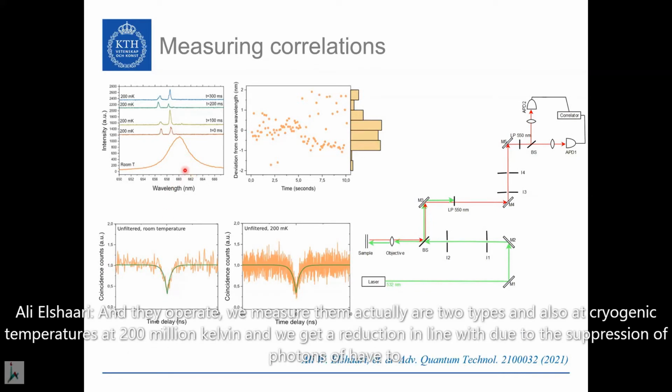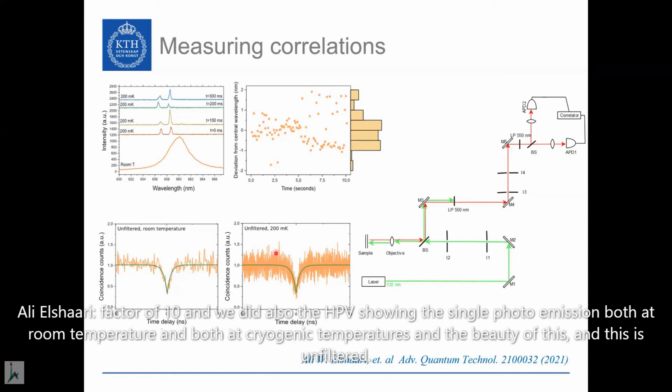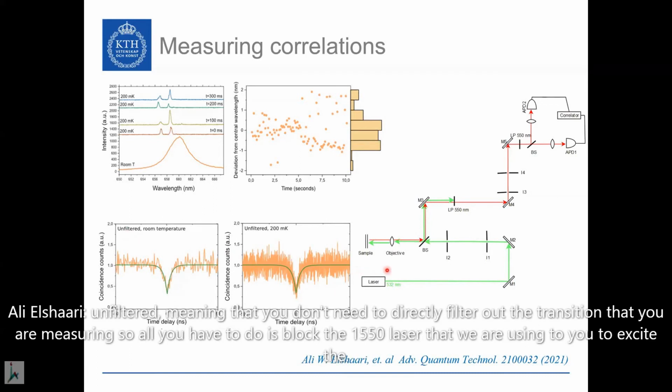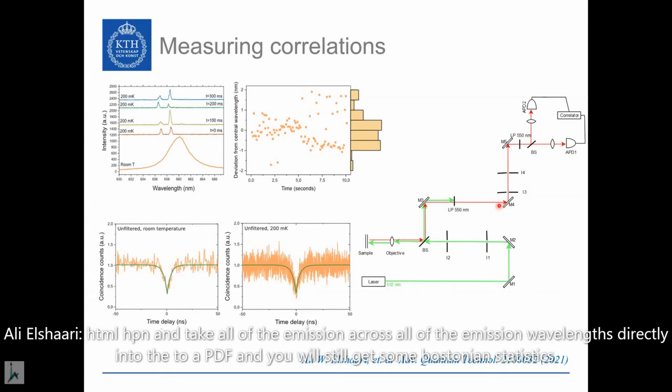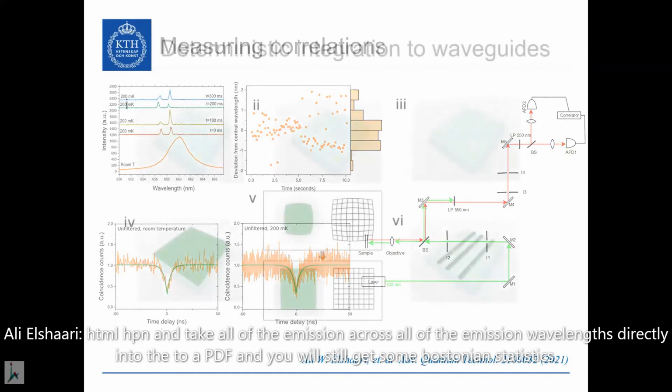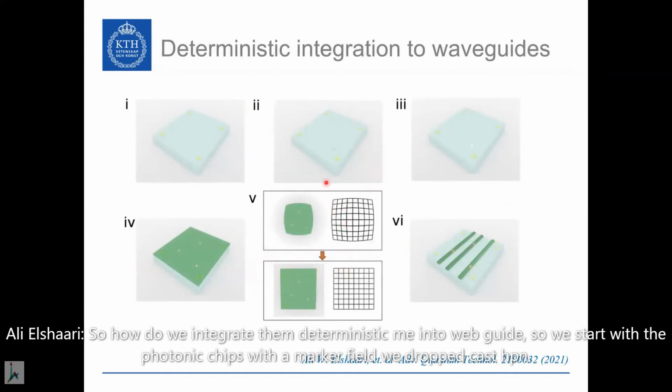We measure them at room temperature and also at cryogenic temperatures, at 200 millikelvin, and we get a reduction in linewidth, due to the suppression of phonons, of up to a factor of 10. We also did the HBT measurement showing single photon emission both at room temperature and at cryogenic temperatures. And the beauty of this is that it is unfiltered. Unfiltered means that you don't need to directly filter out the transition that you are measuring. All you have to do is block the 1550 laser that we are using to excite the hBN, and take all of the emission across all of the emission wavelengths directly into the two APDs, and you will still get sub-Poissonian statistics.